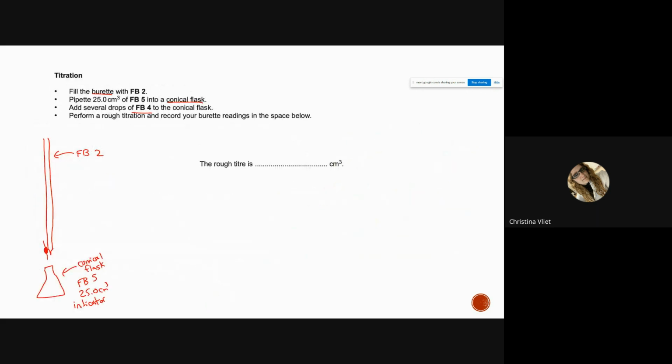HCl. And FB5 being some kind of X2CO3. Just so you know, that's the actual chemical reaction that you're doing. You're mixing hydrochloric acid with X2CO3. And so your next mark, your second mark, yes.